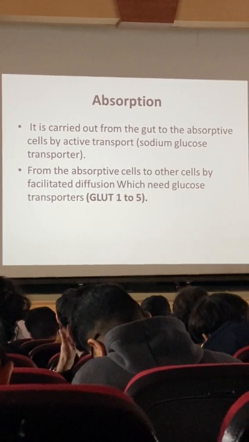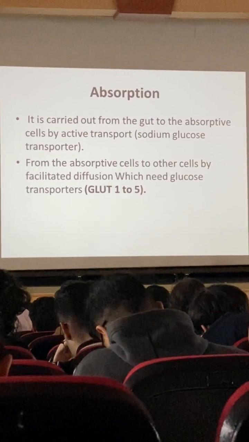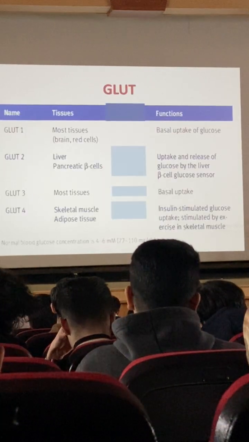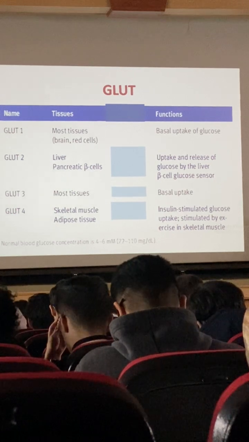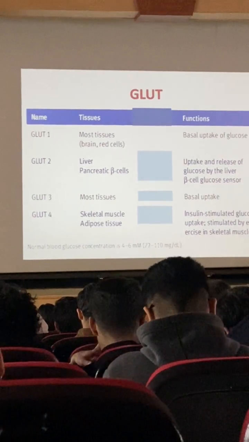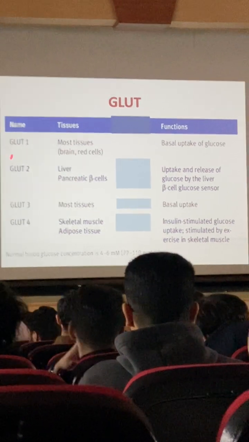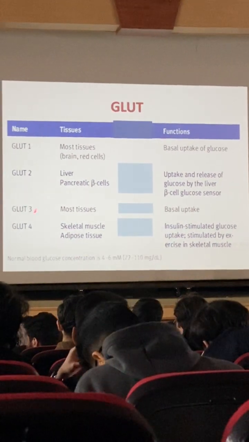A transporter that's called GLUT 1 to 5. We have many types. We said 5 also is present. Some of them we say 6 and 7, but the most important ones are these 4. Why? Because most of them are tissue specific, especially GLUT 2 and 4.